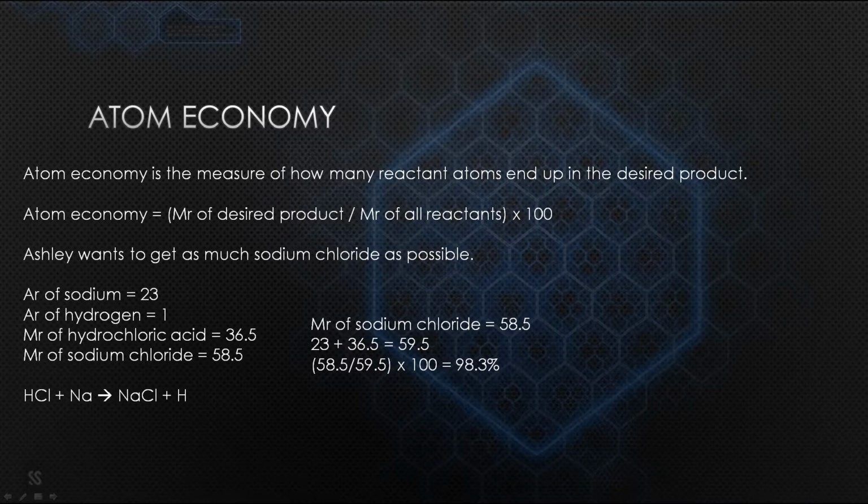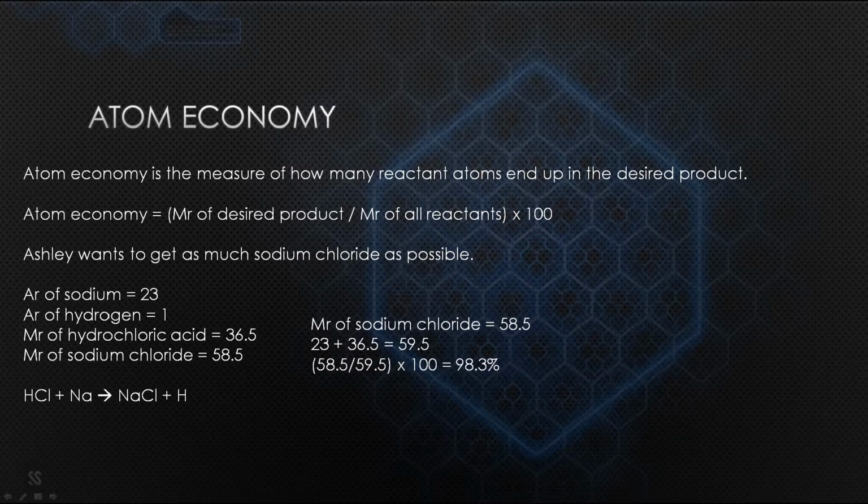The equation for atom economy is the molar mass of the desired product divided by the sum of the molar mass of all reactants, multiplied by 100. In this example, Ashley wants to get as much sodium chloride as possible, which means the sodium chloride is the desired product. We are given the atomic masses and formula masses of all the reactants and products.